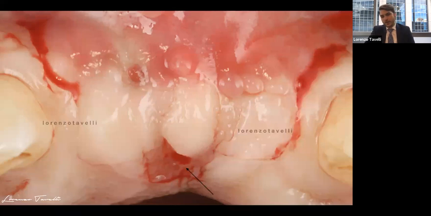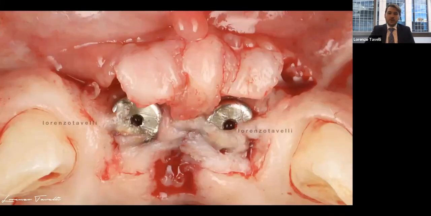So this is what I did with a round bur before doing my elevation. And then this part that is de-epithelialized, I was planning to flip on itself and hold with some sutures.